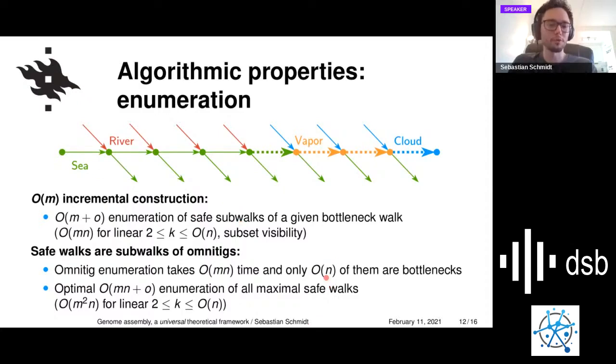For the non-bottleneck walks, the conditions are very easy to verify for safety or unsafety. It works in order of the length of the walk. So then we get in total a runtime of order of Mn plus this order of n times order of m plus o. So we get order of Mn plus O, where O is again the size of the output, to enumerate all the maximal safe walks in any given model, except now here only for linear with a certain number of chromosomes, where we get order of m squared times n.